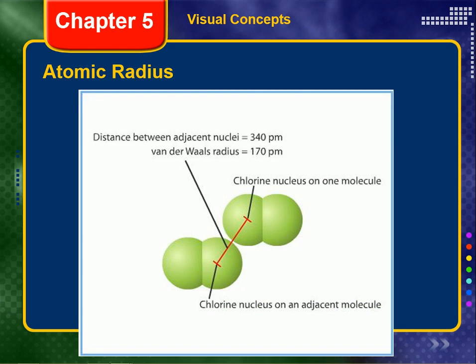So we have chlorine, right? Chlorine nucleus on one molecule, chlorine nucleus on an adjacent molecule. Okay, this is the distance between adjacent nuclei. The van der Waals radius, which is 170, is half of this distance. And so remember, we're using this type of measurement to figure out what the actual radius is.